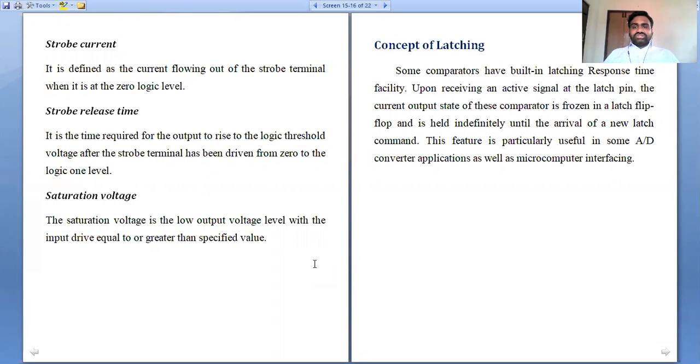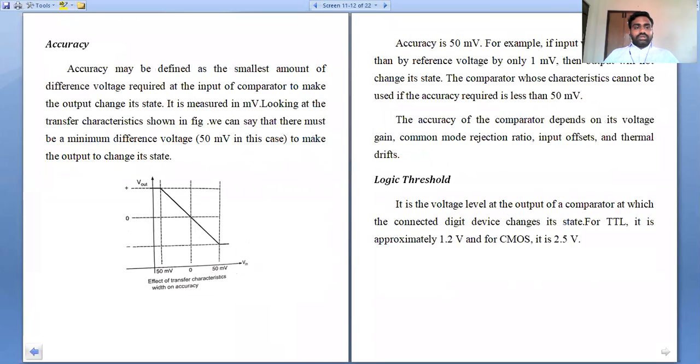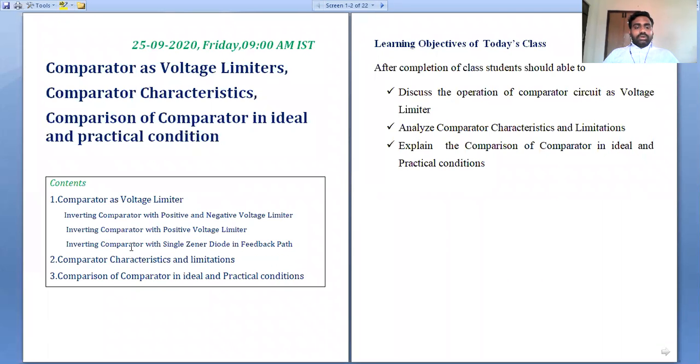Okay, so this is the discussion in today's class. We analyzed the comparator as a voltage limiter. We defined the voltage limiter: it is a context of application of the comparator where the output voltage is not proportional, it is inverse or independent of the input voltage.